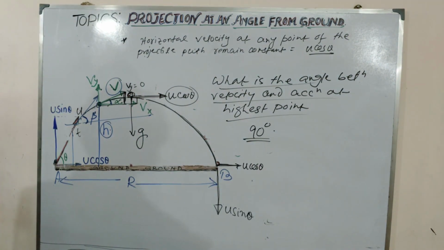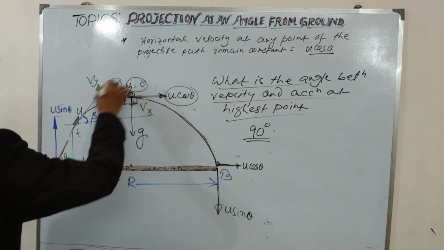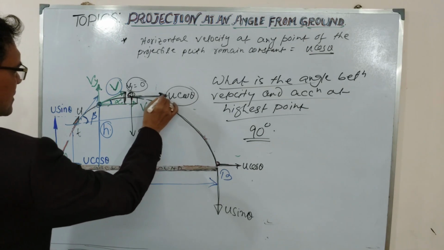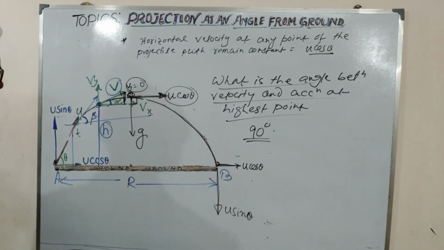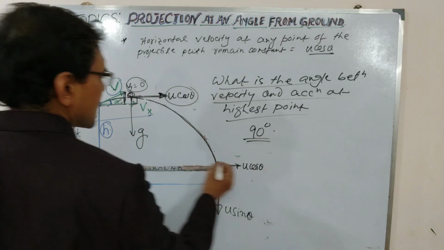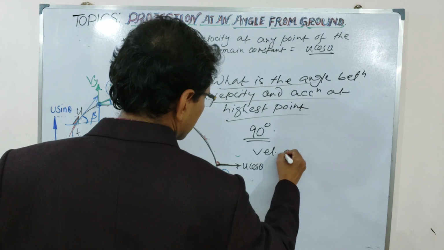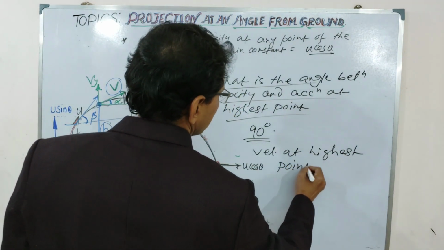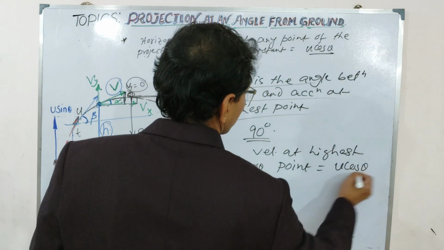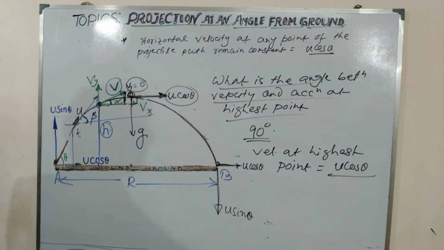What is the velocity at highest point? Students generally say that velocity becomes 0 at highest point. But velocity is u cos theta, because the vertical component of velocity is 0, but the horizontal component remains same. So the velocity at highest point becomes u cos theta.